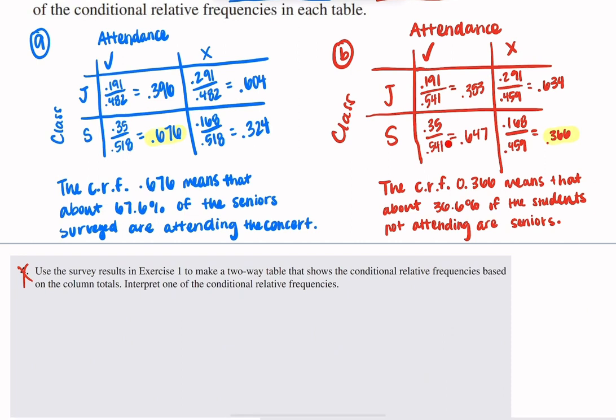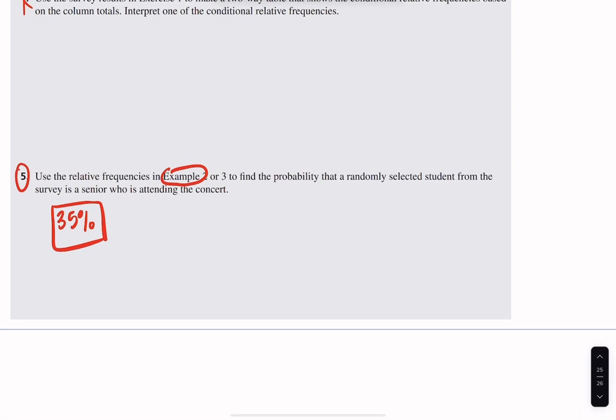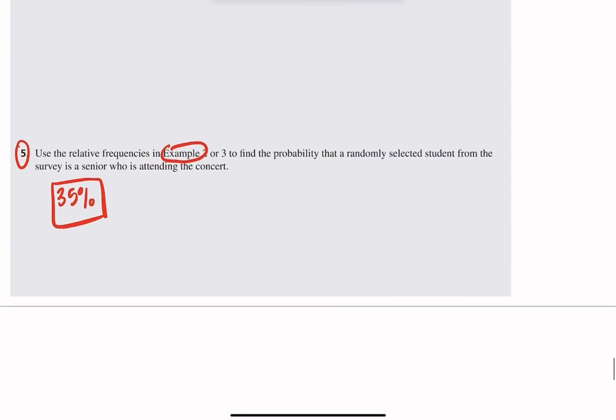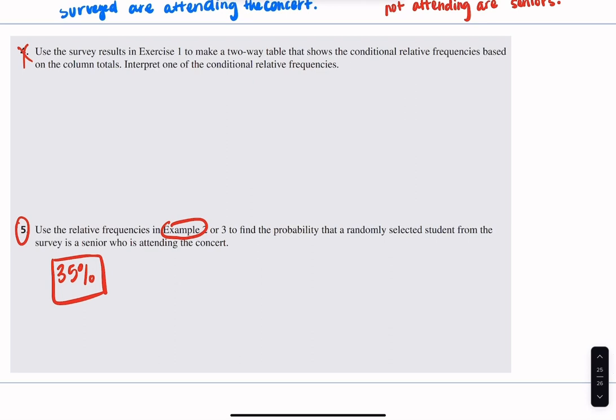Or just kidding, backwards. This is the probability that you have a senior given they're attending. This is the probability that you have a student that's attending given they're a senior. This one takes into account just a senior who is attending the concert. You don't have any kind of given there. Okay, so that is it for 6.1 and 6.2.